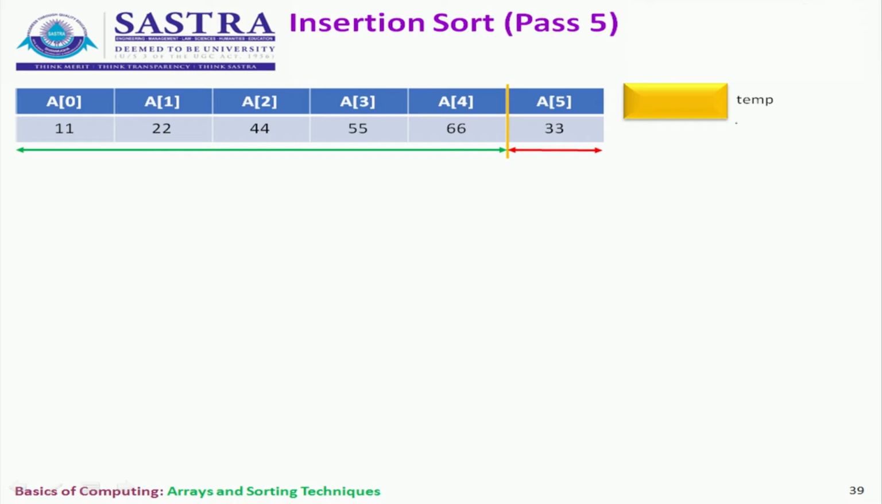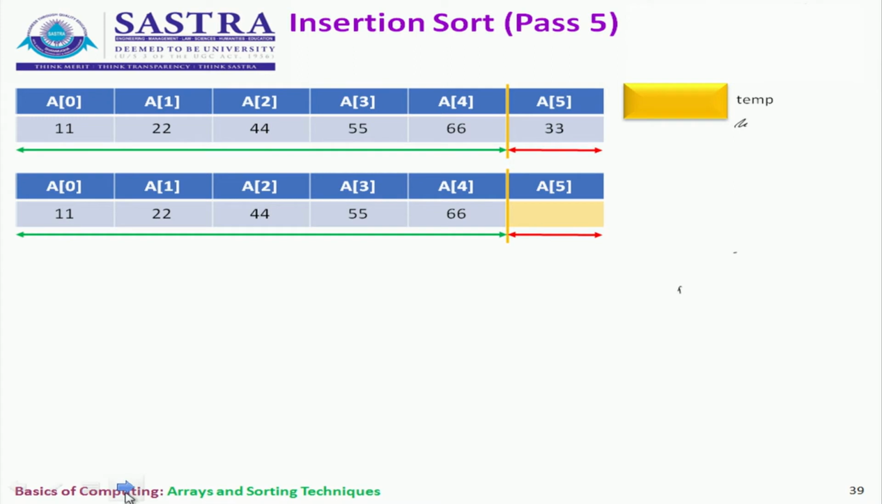Then again we have the temporary variable. The temporary variable must hold A of 5, the first element of the unsorted part. So we are taking the value from A of 5 and storing it in the temporary variable, and then we have to start comparing it with each element in the sorted sublist.